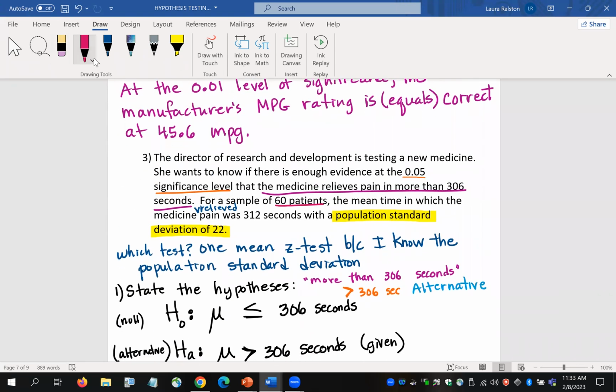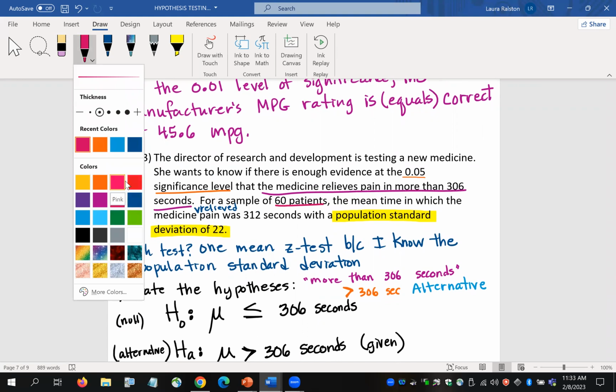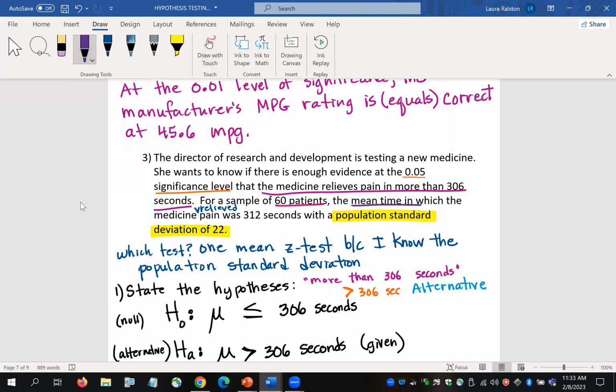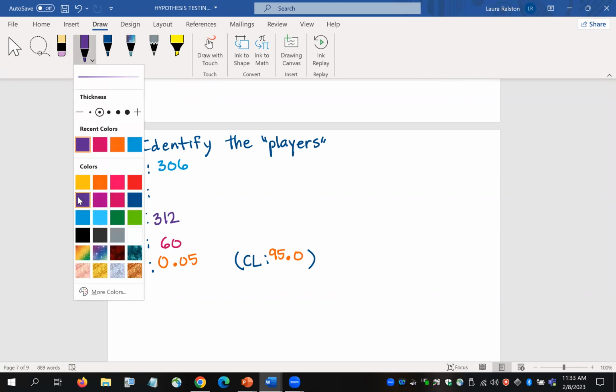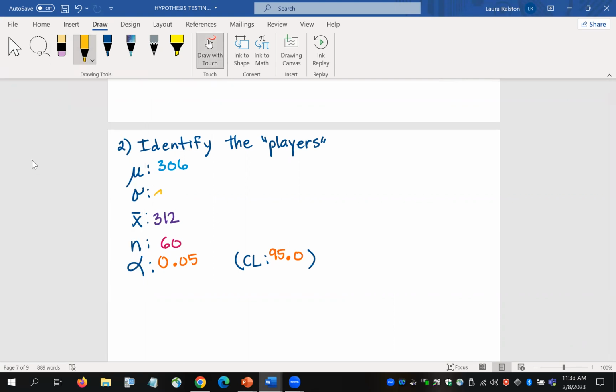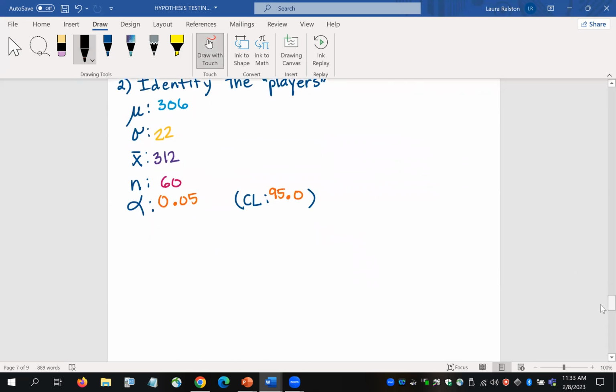The mean time in which the medicine relieves pain was 312 seconds with a population standard deviation of 22. So my sample mean was 312 and the population standard deviation was 22. So I have all of my information that I need to work the problem. Everything's given to me in the scenario.